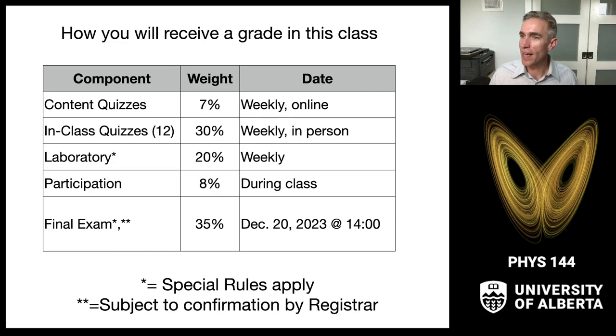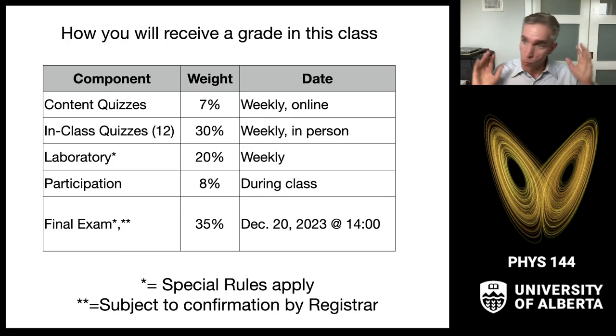And then finally, we'll have a final exam, which is 35% of your final grade. It's nominally scheduled for December 20th at 2 p.m. And that may change. The registrar sets the date. I don't. And we need to make sure that we can just have the exam at some point. So they'll work it out and tell us when exactly it is. Usually it doesn't ever change, though, this gives us a good basis for what we're doing. All right, so that's the breakdown.